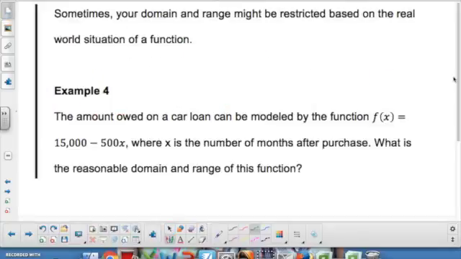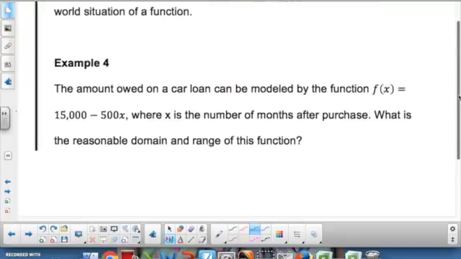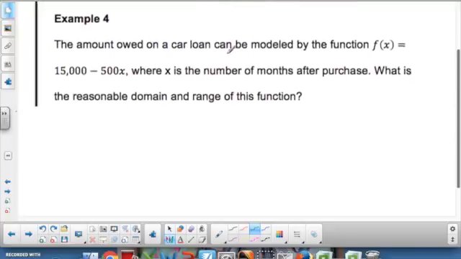So I just finished telling you that in a linear function, the domain and range is going to be all real numbers as long as it's unrestricted. But most of the time in real life application problems, it's actually going to be at least somewhat restricted. So to show you an example of that, we've got this made up problem here about a car loan. A car loan can be modeled by the function 15,000 minus 500x, where x is the number of months after the purchase. And they want to know what's the reasonable domain and range of this function.